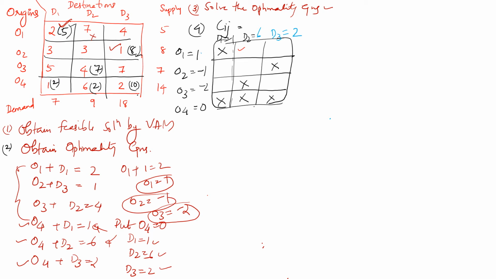So O1, 1, 1 plus minus 1 plus 6, 7. 1 plus 2, 3. Adding these two values, okay? Minus 1 and 1, 0. Again, I made mistakes. I made some mistake. D1 was 1, right? O2 is minus 1. O2 is minus 1. So minus 1. Cij matrix. Somewhere some mistake.